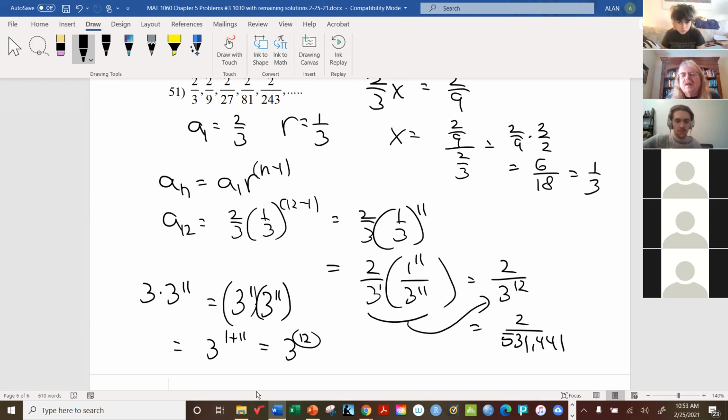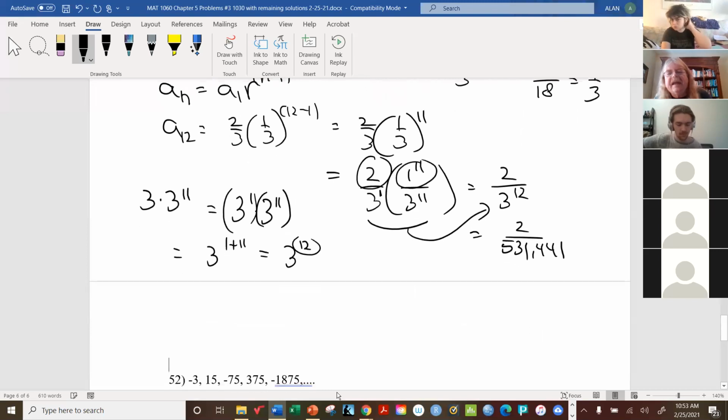That's how these became this. Don't forget, there's always that implied 1 there. And because they have the same base, we can simply add their exponents. Not here, of course. These are 2 different things, but 3 to the 1st times 3 to the 11th is 3 to the 12th. Gotcha. Okay. Thank you. You're welcome.